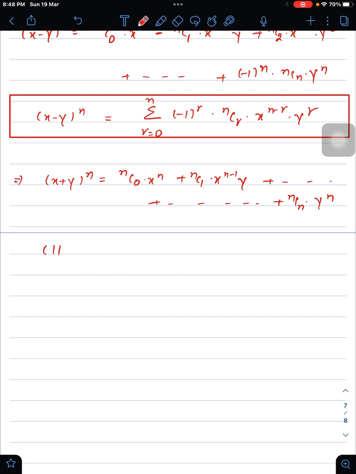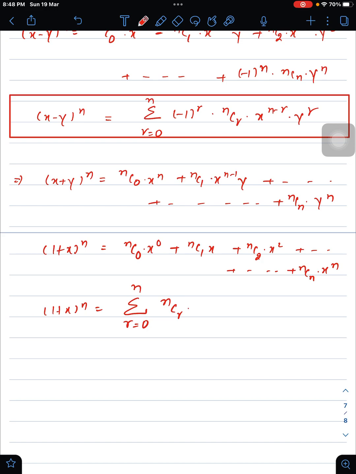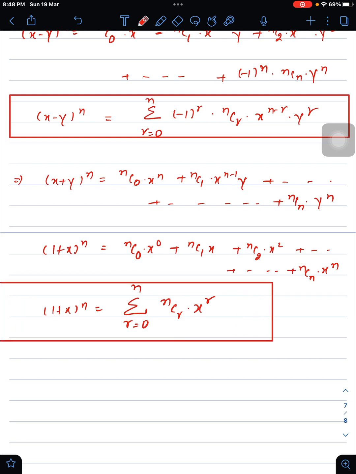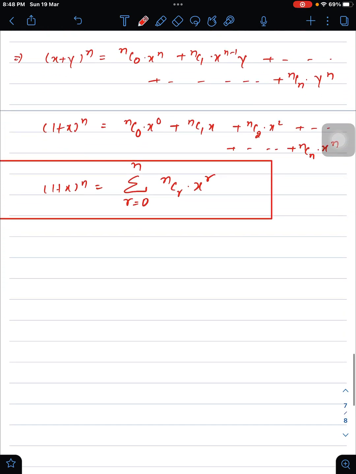So you will ask, sir, what are you going to do? Okay beta, look, I just want to write 1 plus x to the power n. Okay sir, you want to write like this? Yes beta, so I can write NC0 x to the power 0, NC1 x, NC2 x square, and it will go on like this, and at last I will get NCN x to the power n. In simplified form, in the form of summation, I can write it as r equals 0 to n of NCr x to the power what beta? R. Okay, so look, you can derive so many things by using this.